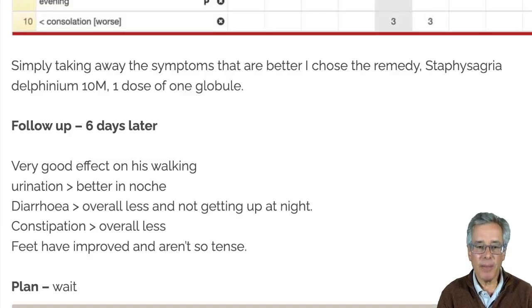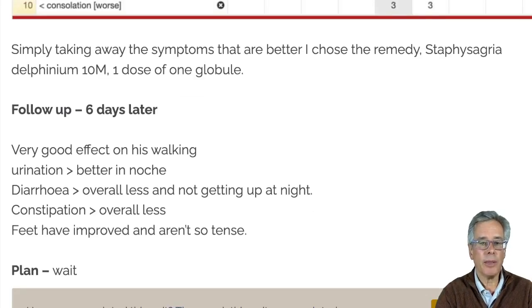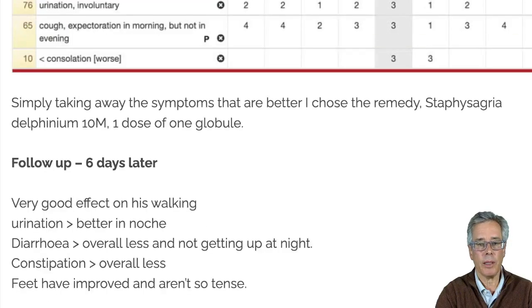So diarrhea is better overall. It's less. He's not getting up at night for that. Constipation overall less. So how that is measured, I don't know yet. But this is enough to just give you a sense that we're affecting some of the Parkinson's symptoms. And his feet have improved. They're not tense and in that sort of clawing state. So a plan would be to wait. And I'm sure I'll do a follow-up pretty soon.